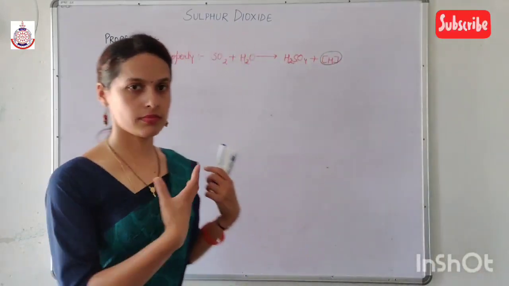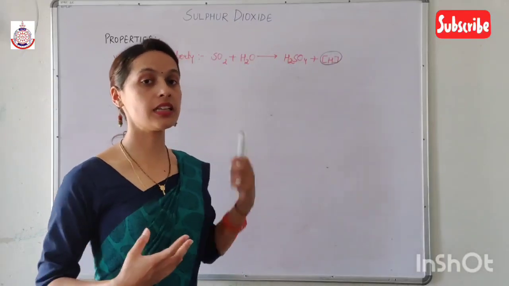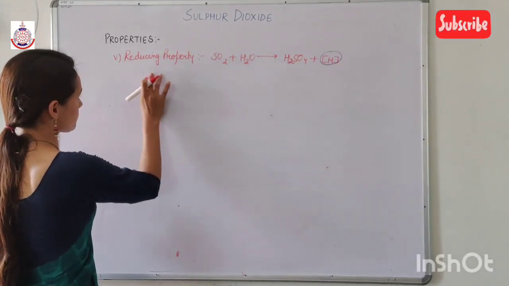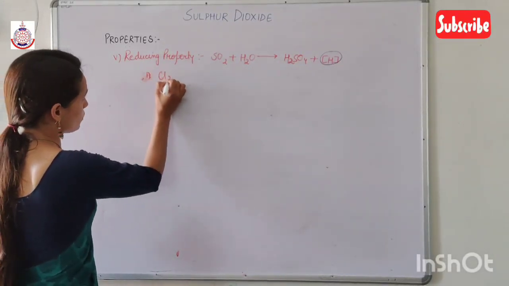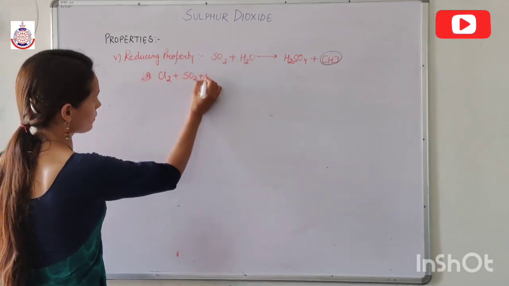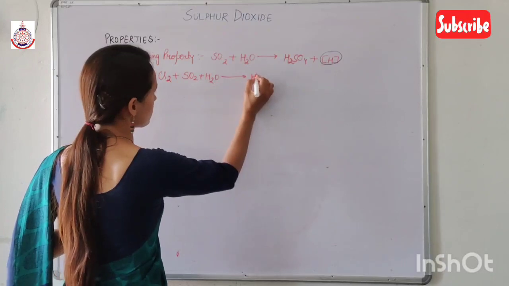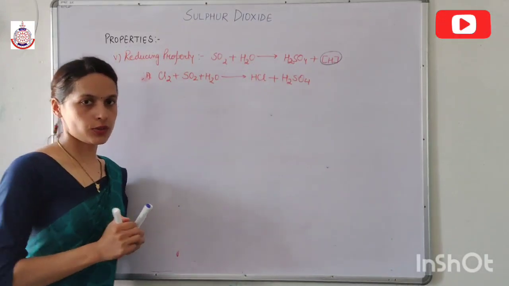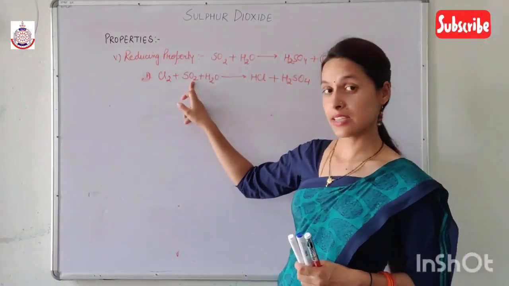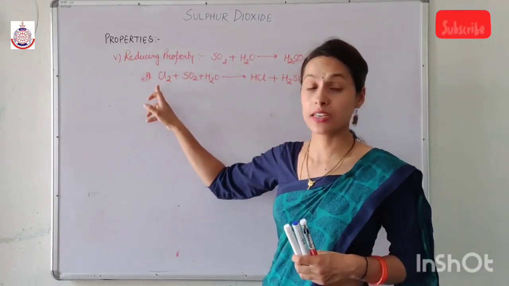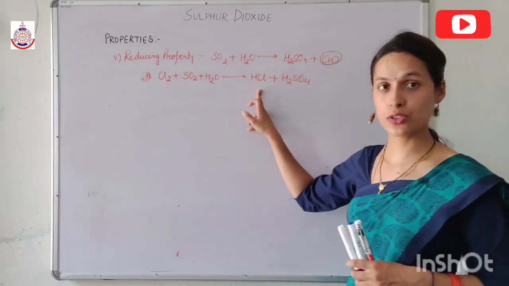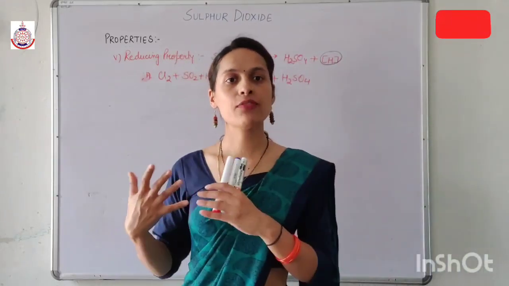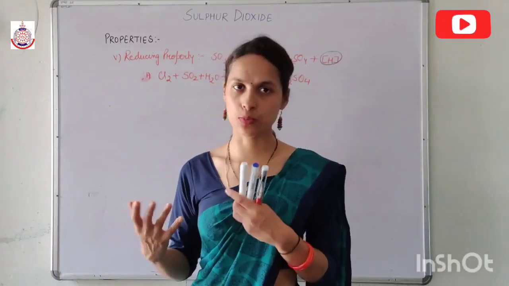Now we will write some reactions in which we will see the reducing property of sulfur dioxide. The very first reaction: Cl2 reacts with SO2 in the presence of moisture. SO2 converts the Cl2 into HCl and itself gets converted into H2SO4. In this way, SO2 results in the reduction of chlorine. Chlorine gets converted into HCl. Similarly, if we have iodine, we can convert iodine into HI. If we have bromine, we can convert bromine into HBr.